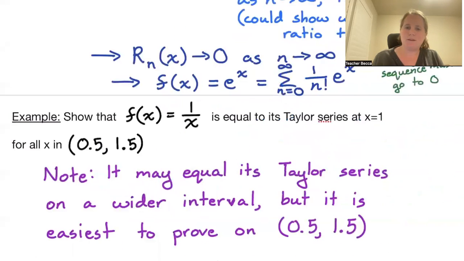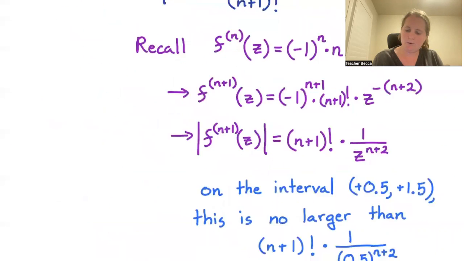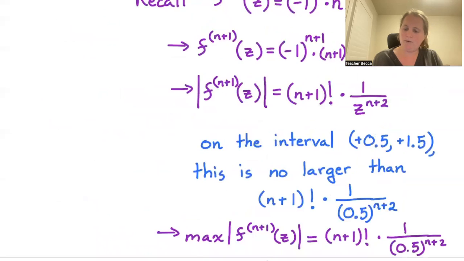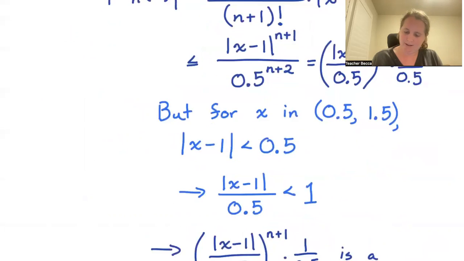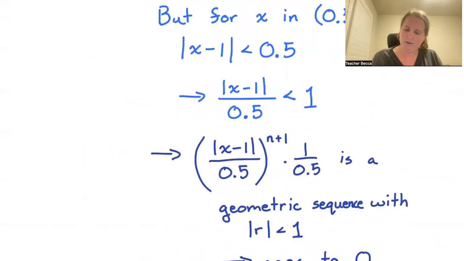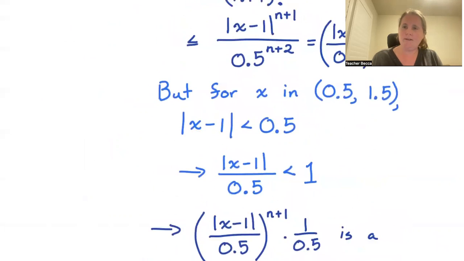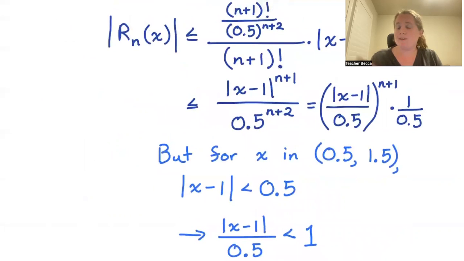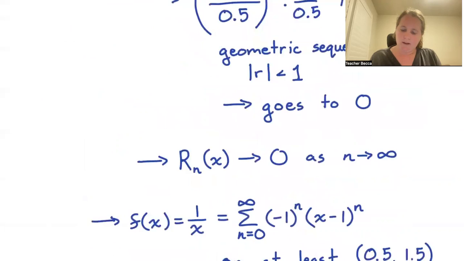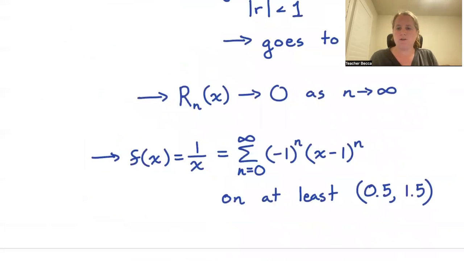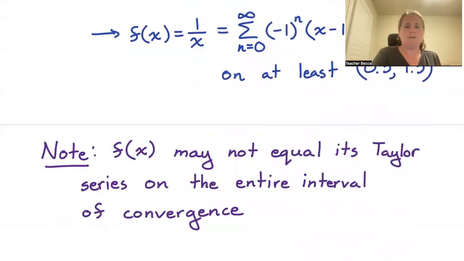So similar thing on this one, we could have pulled the root test here and said, well, the series of this must converge, therefore the sequence must go to 0. But that is showing that a function is equal to its Taylor series.